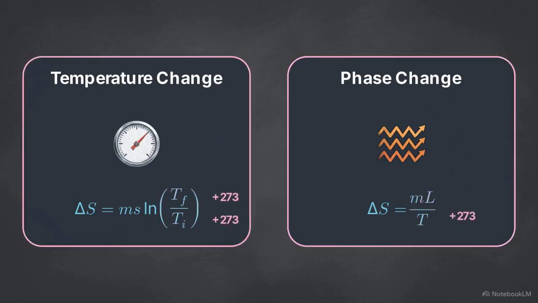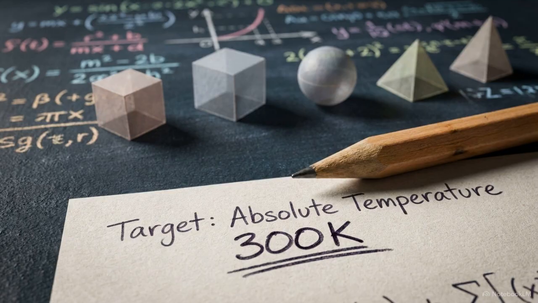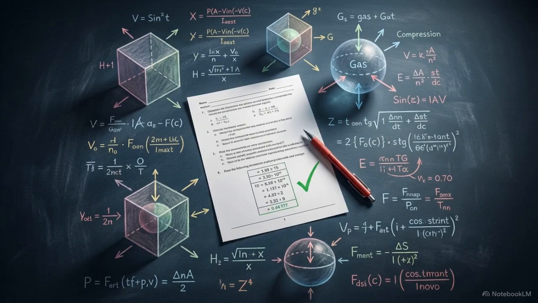Crucially, convert every temperature to absolute Kelvin. If the problem provides a value of 27 degrees Celsius, you must add 273. The resulting 300 Kelvin is the value required for the equation. Selecting the correct path and applying the Kelvin conversion ensures accurate baseline entropy values.